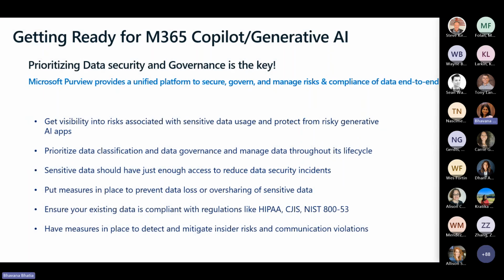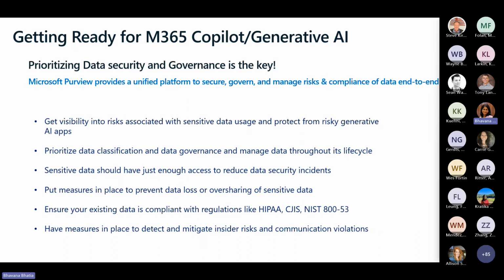Now, prioritizing security, governance, risk and compliance management of your data end to end is crucial for AI readiness. So how can organizations get started? Well, first, organizations need to understand the risks that are associated with sensitive data usage across their data landscape. They need to get visibility into how generative AI apps are used in the organization. Then they can start protecting users from the risky generative AI apps. Once sensitive content is discovered, you can then start prioritizing data classification and then protect your sensitive content and also manage your data through its life cycle based on the classification.